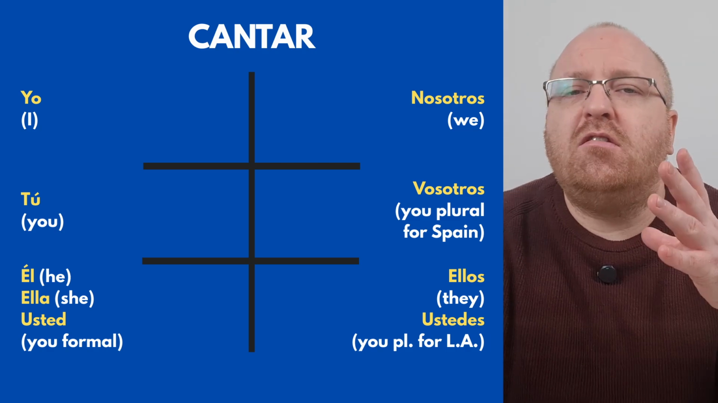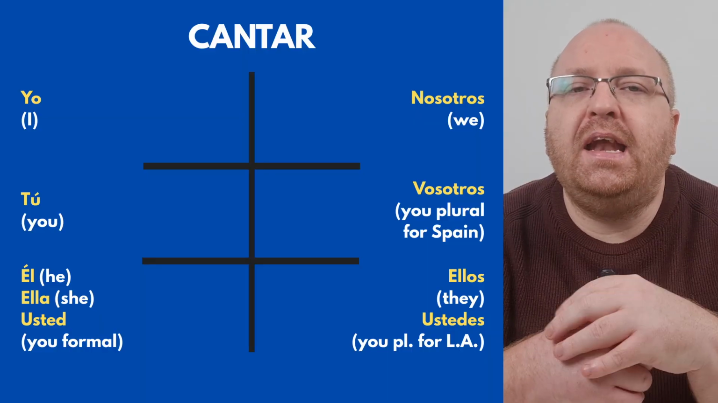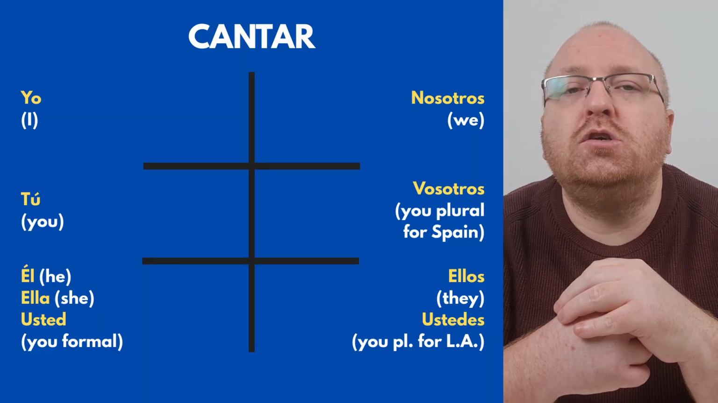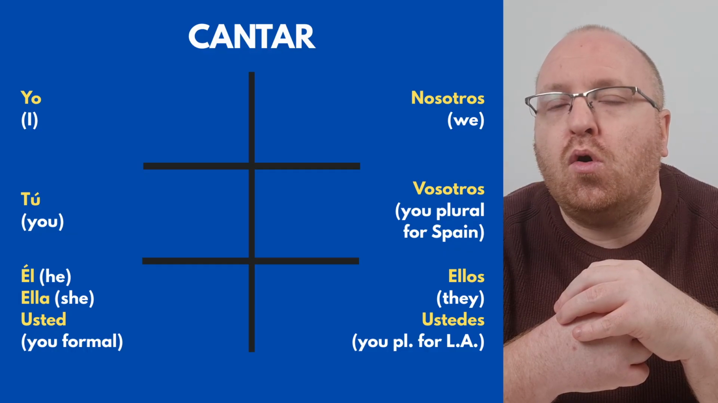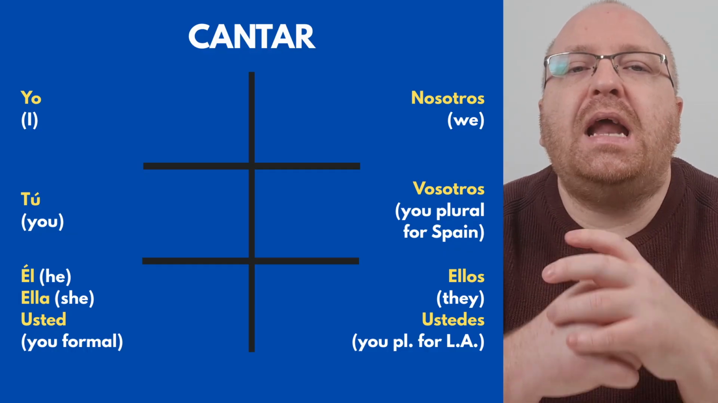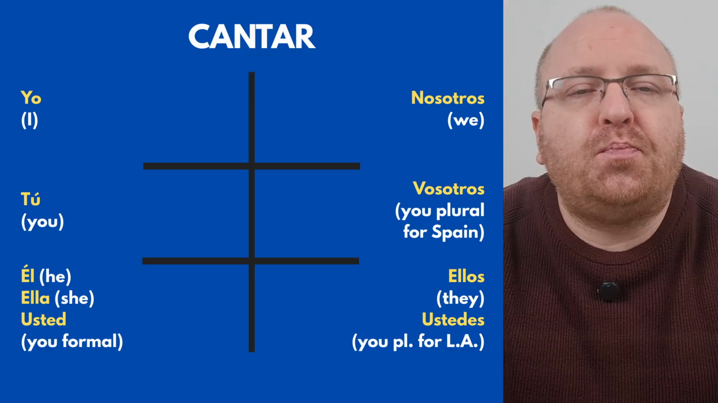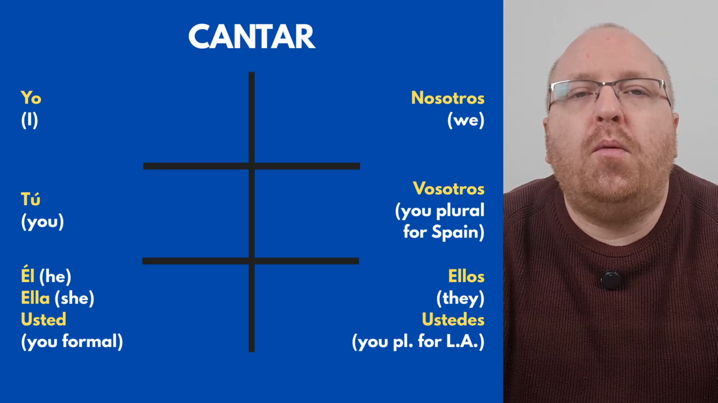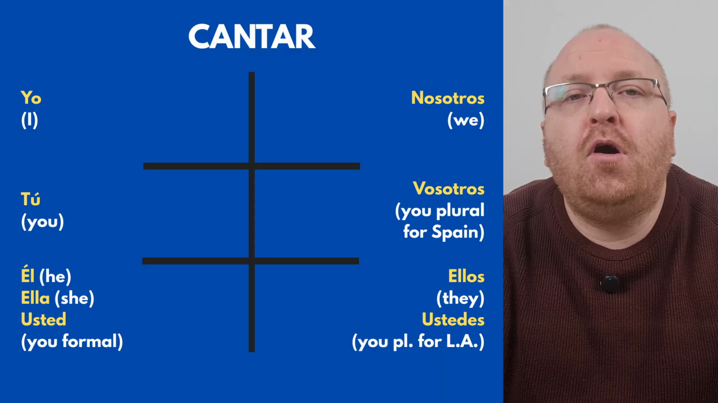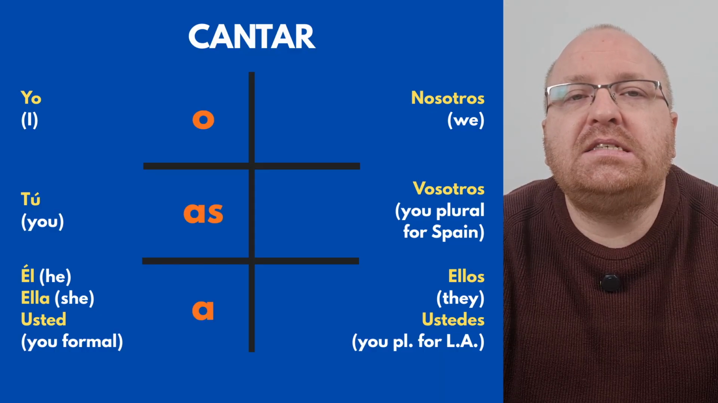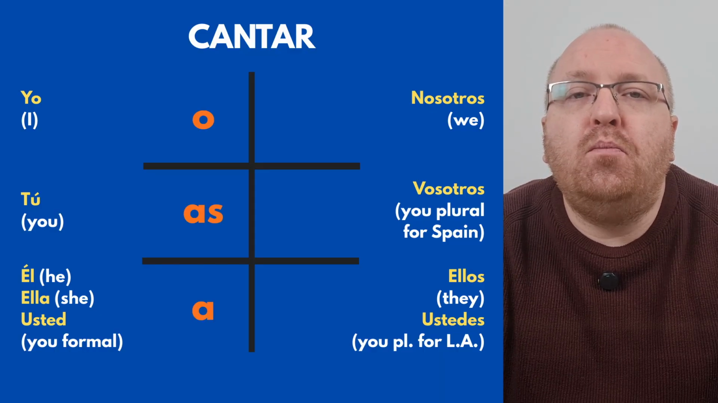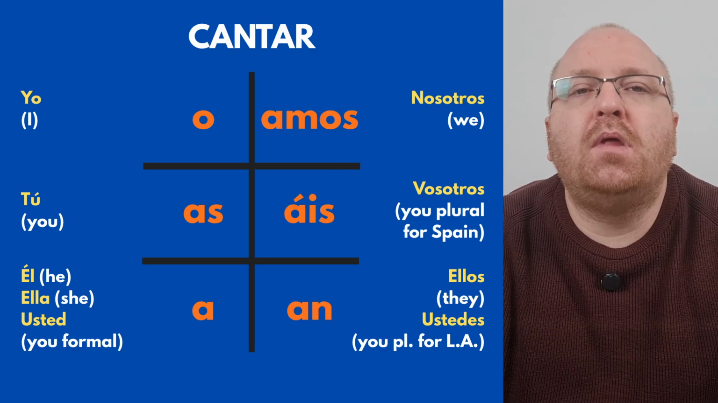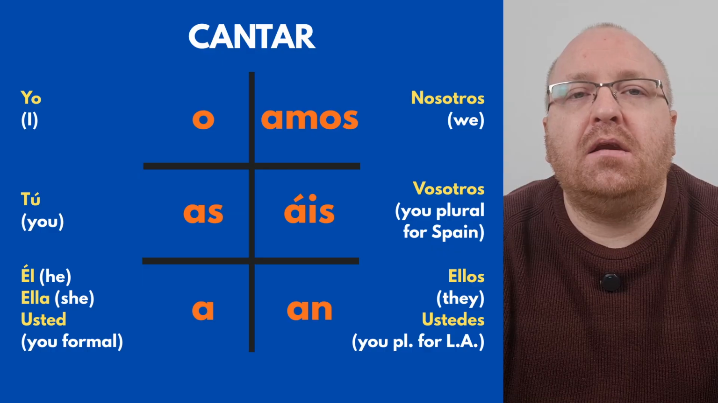Now you can see that there are some extra ones that we don't use in English, like a formal word for you, and 2 plural versions for you for when you're addressing 2 or more people. Okay, so now I'm going to add in each of the 6 present tense endings for AR verbs. So starting from the top in the left-hand column, we have o, as, a. And then working our way down in the right-hand column, we have amos, áis, an.